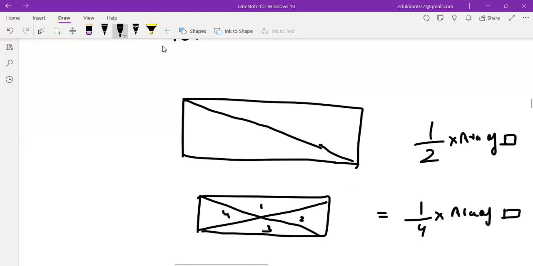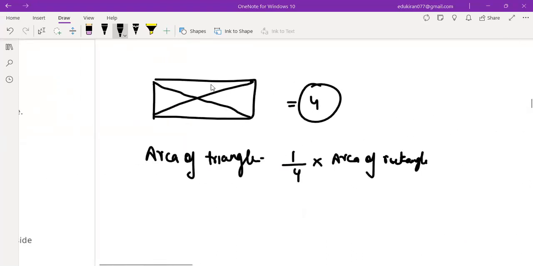Yes, ma'am, clear. Everyone will draw this and then you will write area of triangle is half into area of rectangle, and 1 upon 4 into area of rectangle.